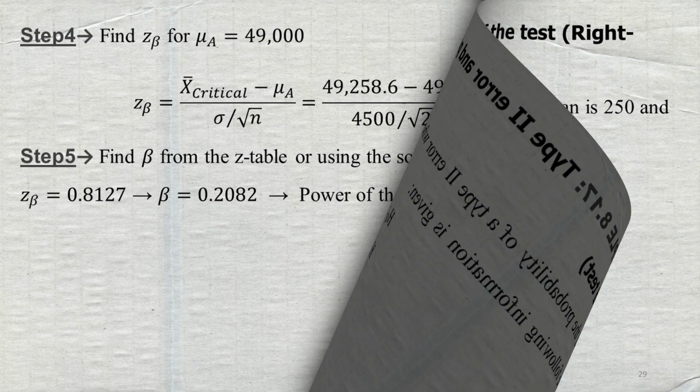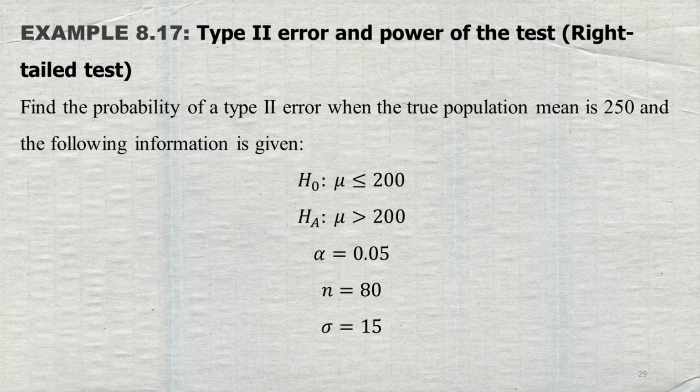0.7918. Let's do another example of a type 2 error and power of the test with a right-tailed test. Find the probability of a type 2 error when the true population mean is 250 and the following information is given in the slide. Pause the video and use the cheat sheet provided in the textbook to solve this example.